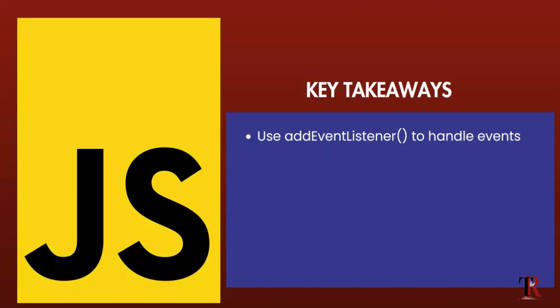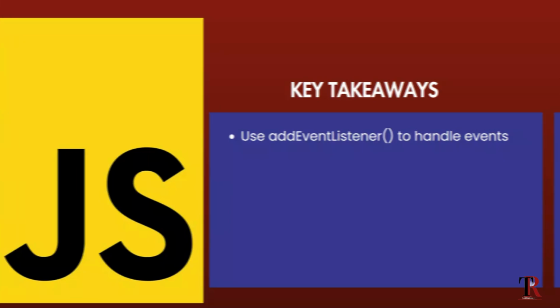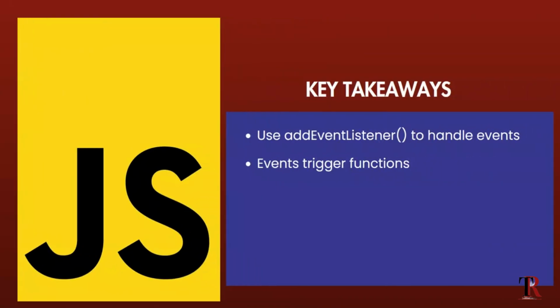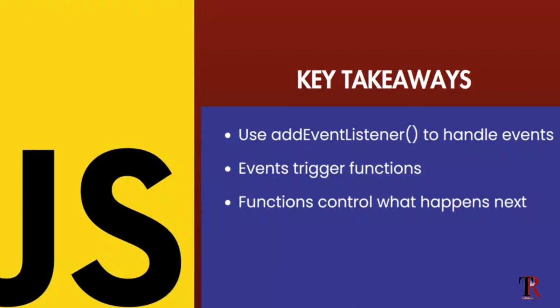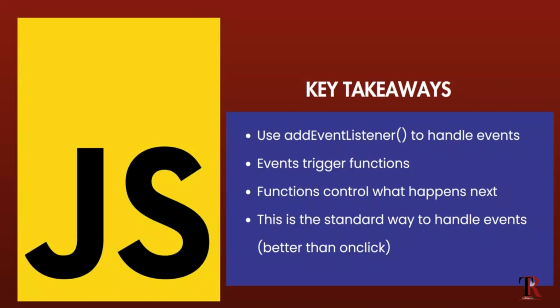Key takeaways from this lesson. Number one, use addEventListener to handle events. Number two, events trigger functions. Number three, functions control what happens next. Lastly, when you want to handle events in your application, this is the standard way to do it.